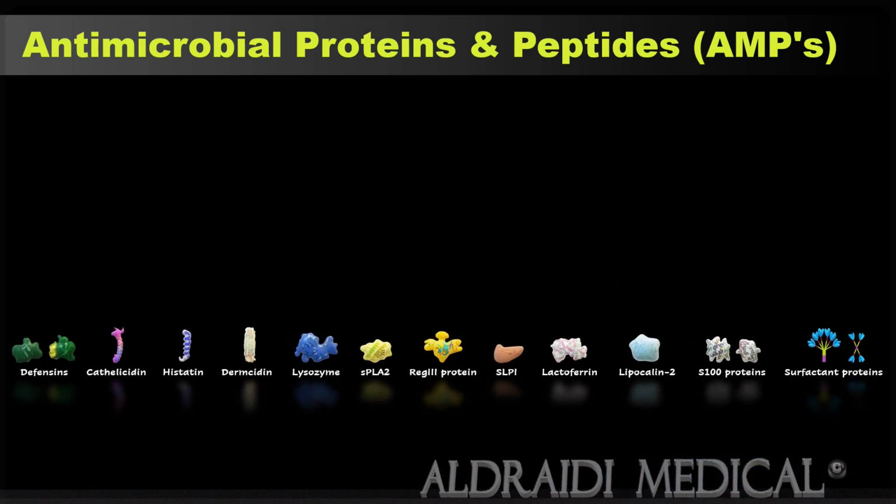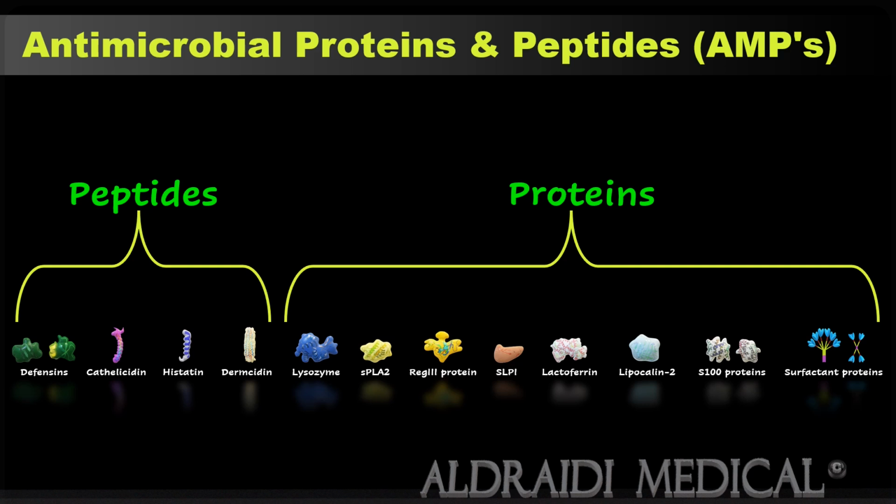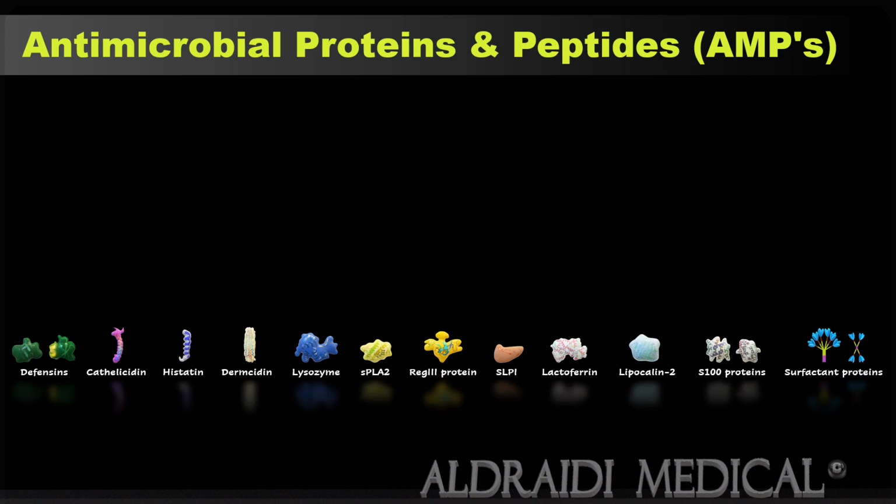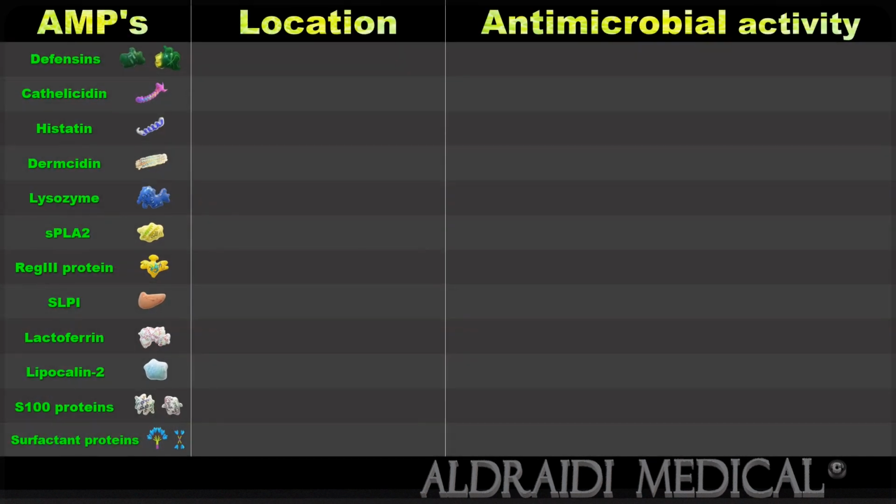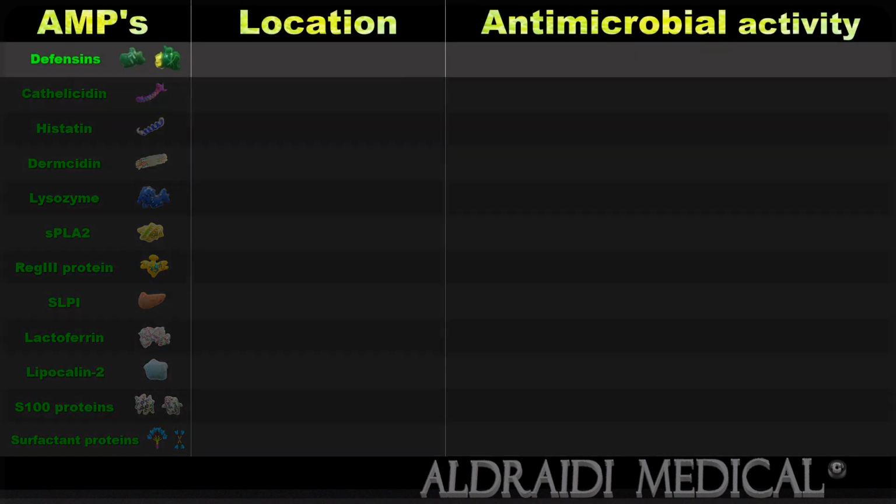These AMPs could be divided into two groups, being either peptides or proteins. The difference between these two groups is that the peptides are generally less than 100 amino acids long. Now we'll discuss each one of these AMPs, beginning with defensins.